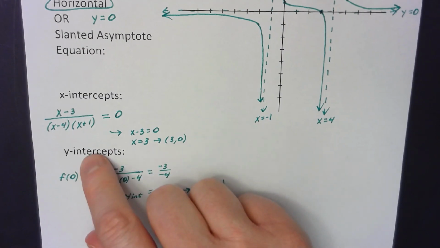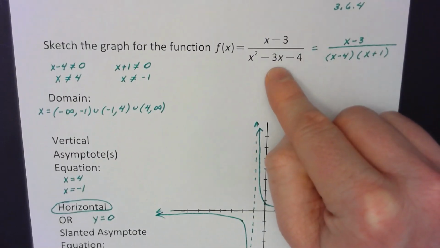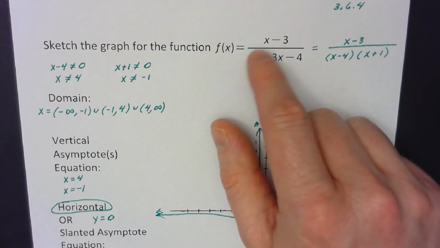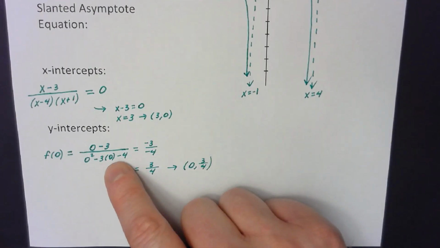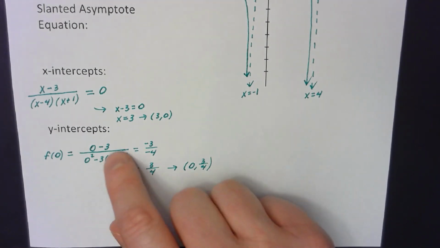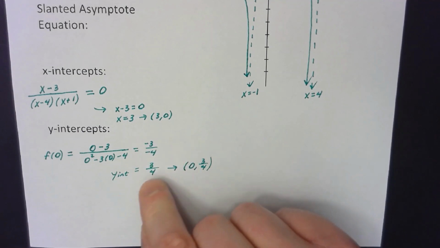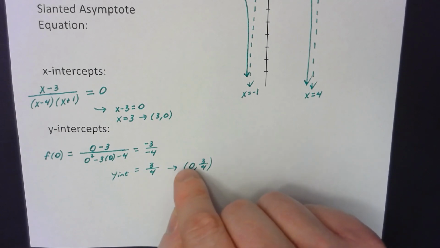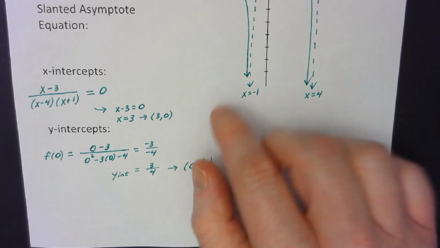Now for the y-intercepts, again, I take that exact same equation, I did the unfactored form here, and the y-intercepts occur when x is 0. So you'll see I plugged in f of 0 is equal to 0 minus 3 over 0 squared minus 3 times 0 minus 4. That's where this comes from. And then that's just going to give you negative 3 over negative 4, which simplifies down to 3/4. I know I have a y-intercept at 3/4, which means the coordinate, since the y-intercept always occurs when x is 0, is (0, 3/4).